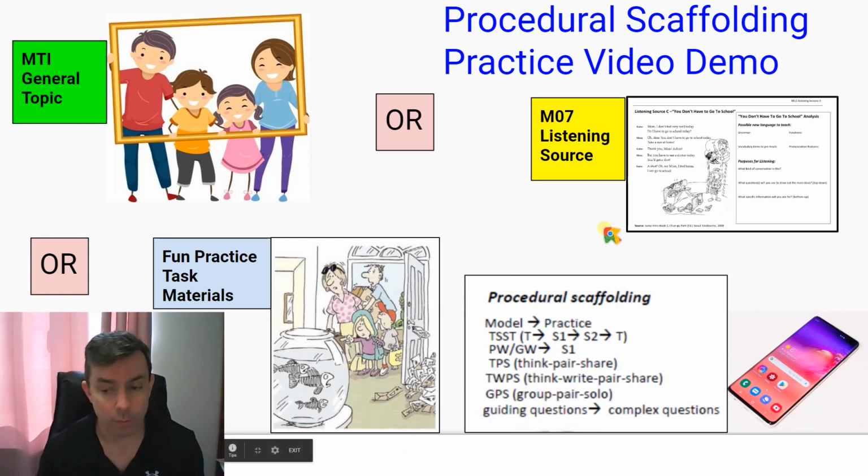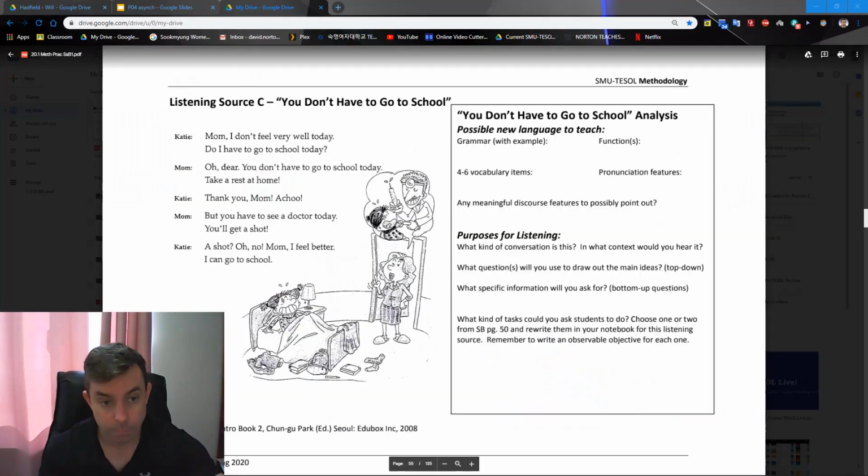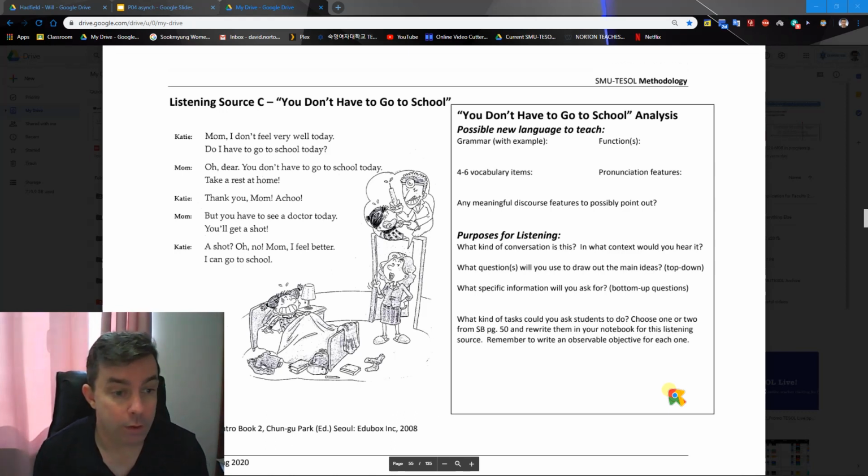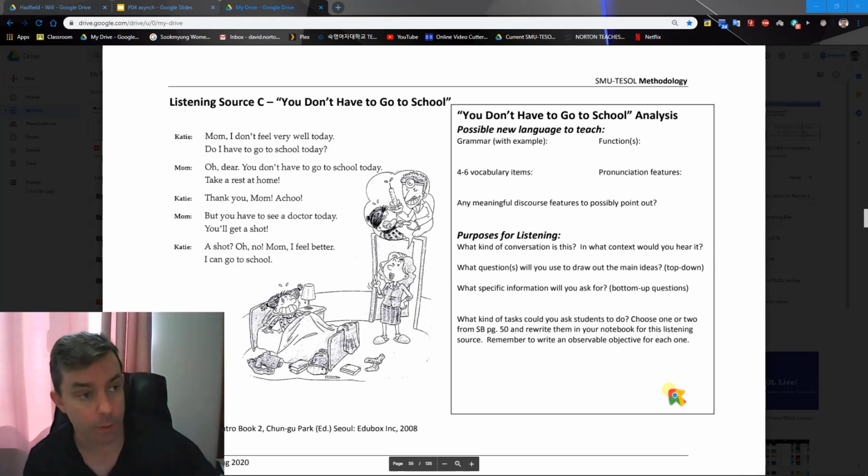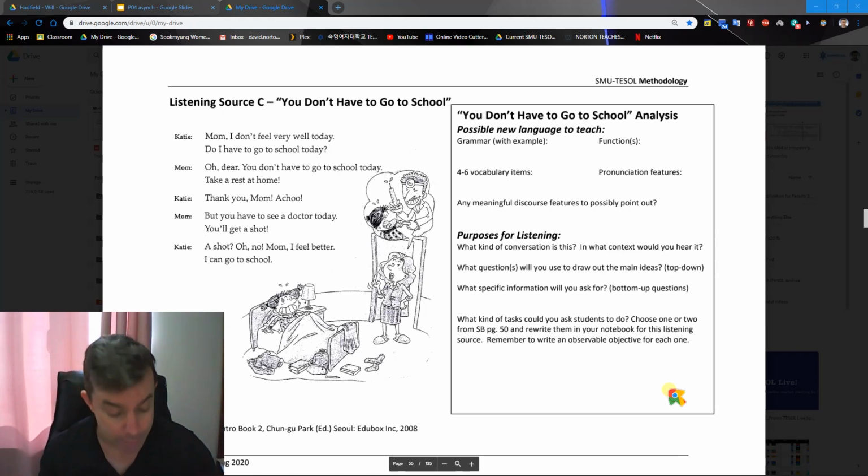Okay, let's have a look at your second context. Your second context would be your listening source from M07 that's due on M08. Let's say, for example, you have listening source C. What can I do with listening source C? Well, we might do a prediction question, because if we just look at the picture, we can begin to establish context with a prediction question.